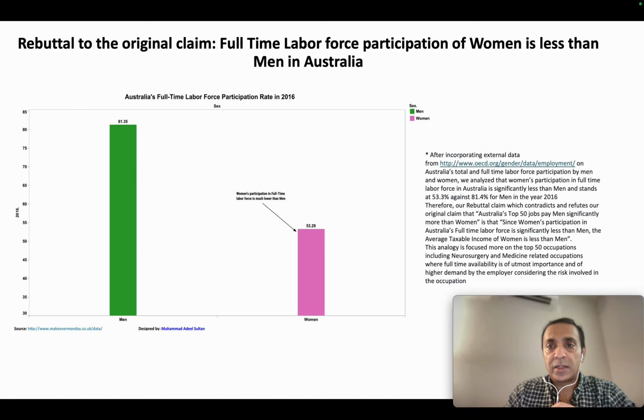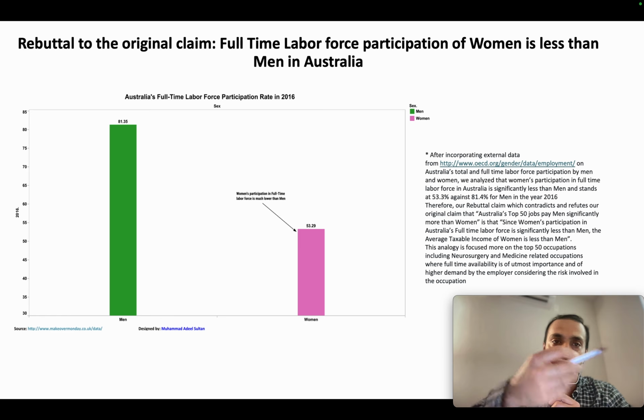Now, I incorporated external data from another website. Here my rebuttal means that I disprove the original claim by using some other data. So my rebuttal to the original claim is that full-time labor force participation of women is less than men in Australia. Now that's the fact.